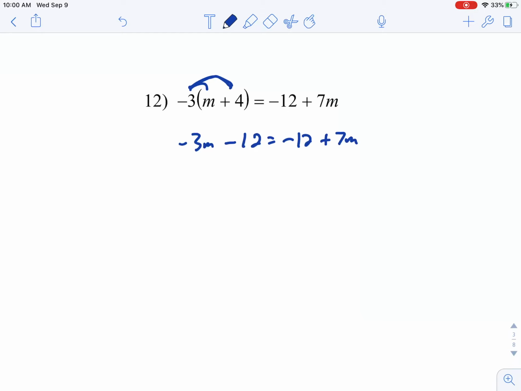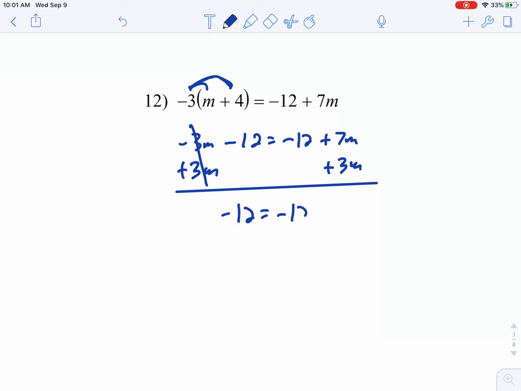All right, once again, I don't like negative numbers. I need to get my variables together, so I could either add 3m to both sides, or I could subtract 7m on both sides. Subtracting 7m will give me a -10, and I don't like that. So I'm going to add 3m to both sides. -3m plus 3m, gone. -12 equals -12 plus 10m.